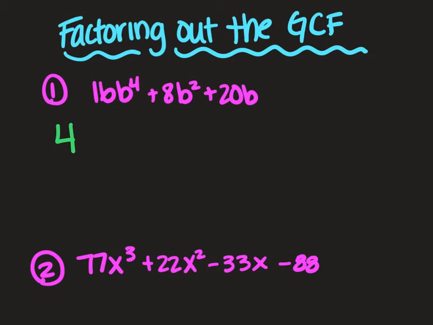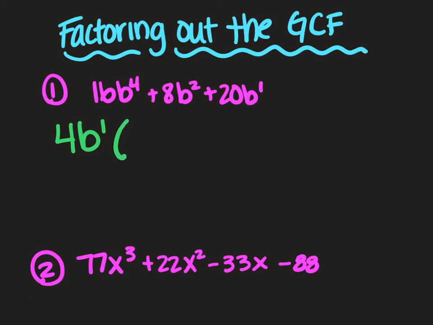All right, then we want to ask ourselves, can I take out a variable? So here I have b to the fourth, here I have b to the second, and here I just have b, meaning b to the first, right? So notice all three terms have at minimum a b to the first. So I can take out a b to the first out of all these when I go to divide.